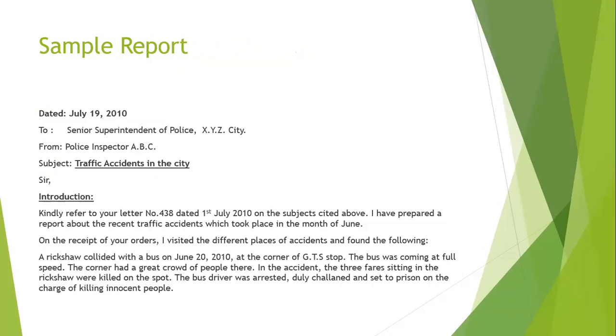Here is a sample report, students. I'll read it out for you. Let's read it together now, and do observe and be careful about the punctuation. Basically, it's a report from a police inspector to the SSP of police about traffic accidents in the city.